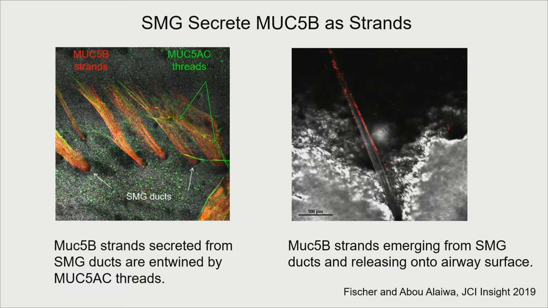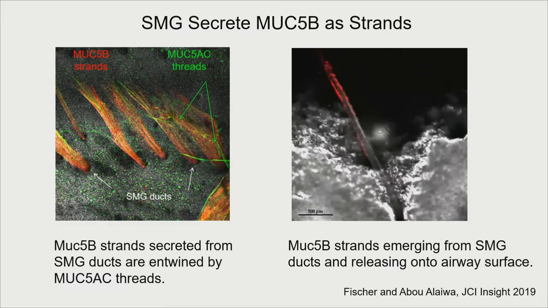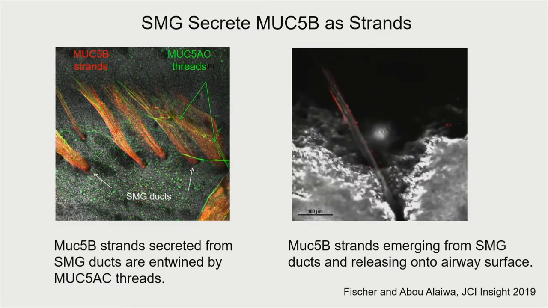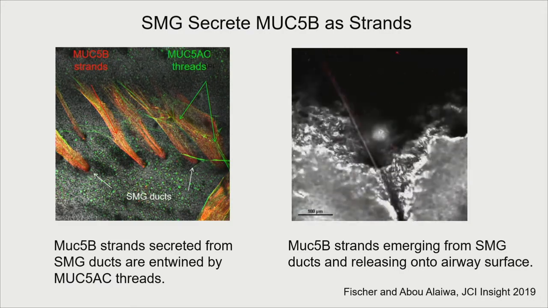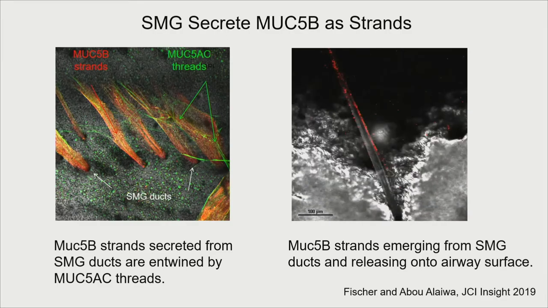Tony Fisher in our lab also pinned out tracheas, and he then submerged them in a bath that contained red fluorescent beads. The red fluorescent beads will track a mucus strand. And here, you can see a mucus strand arising, tracked by the MUC5B, coming right up out of the gland and then breaks off. And so this is what happens in real life.